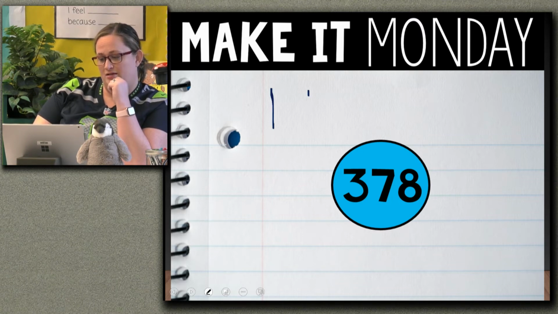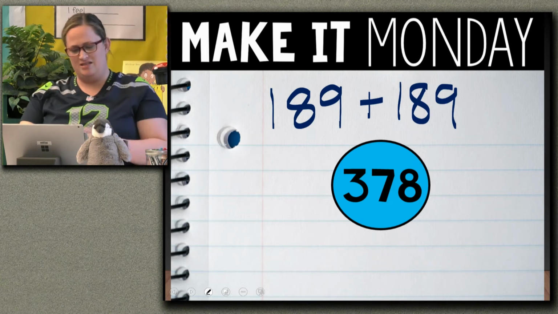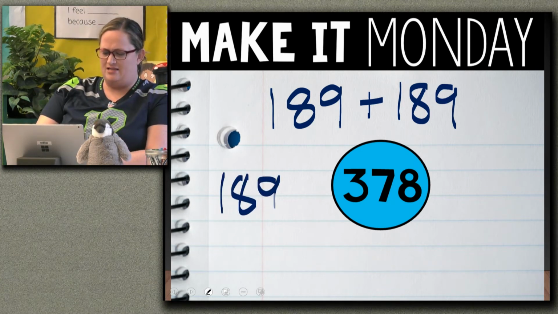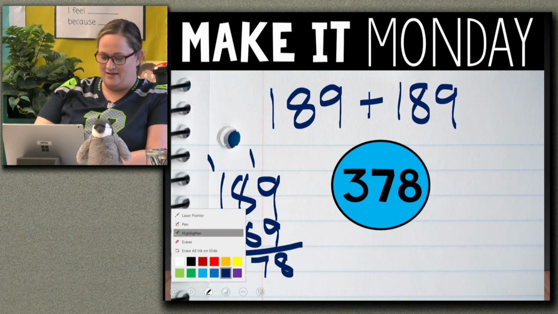You think 189 plus 189? Well, let's see. What is 9 plus 9? 18. What's 8 plus 8? 16. Let's do the standard algorithm and check it. Let's see if our mental math was correct. 9 plus 9 is 18. 8 plus 8 is 16 plus 1 more is 17. Is it correct? Did we do it? We did it. Oh, that's awesome.